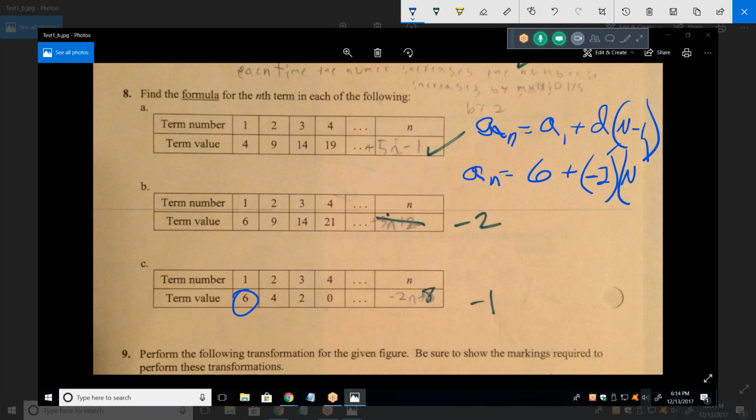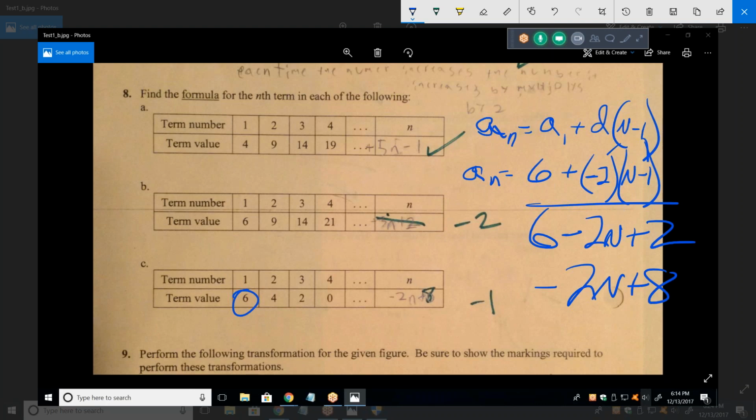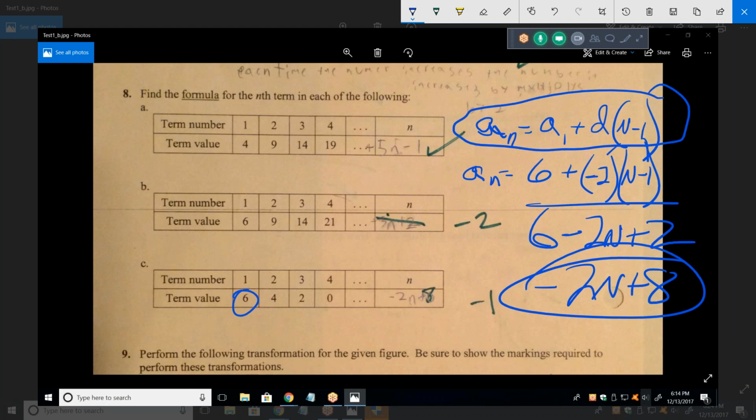Now, all we've got to do is simplify that, and we're going to get our minus 2n plus 8. Let's see, that's 6 minus 2n plus 2. You get minus 2n plus 8 instantly. If you use that formula, you can't get it wrong. If you have to do it by trial and error, it's a lot harder.